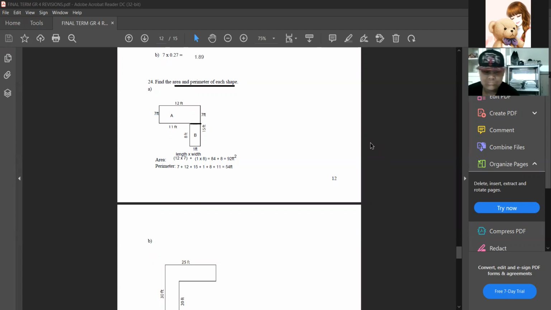Okay, can you all see my screen? Yesterday we learned how to calculate the area and also the perimeter, given by the formula length times width. Remember, we are separating it into two parts since this is a composite solid, right? So we cannot find the area for the whole shape. So that's why we separate it into parts.